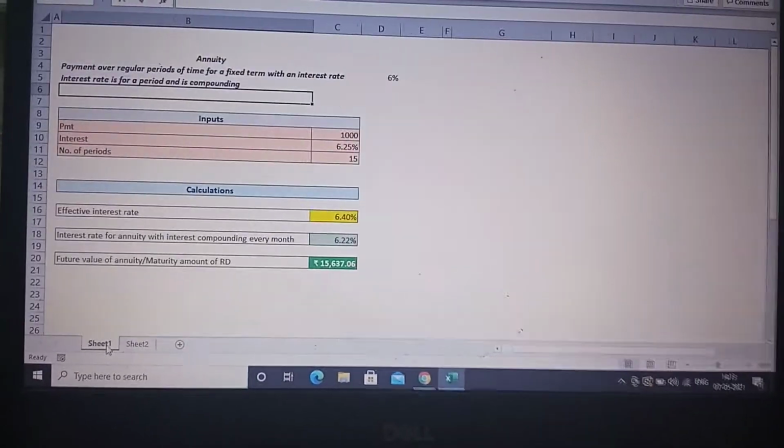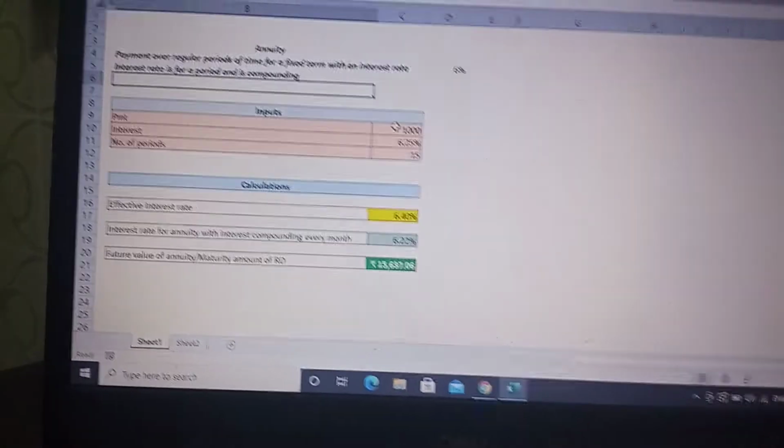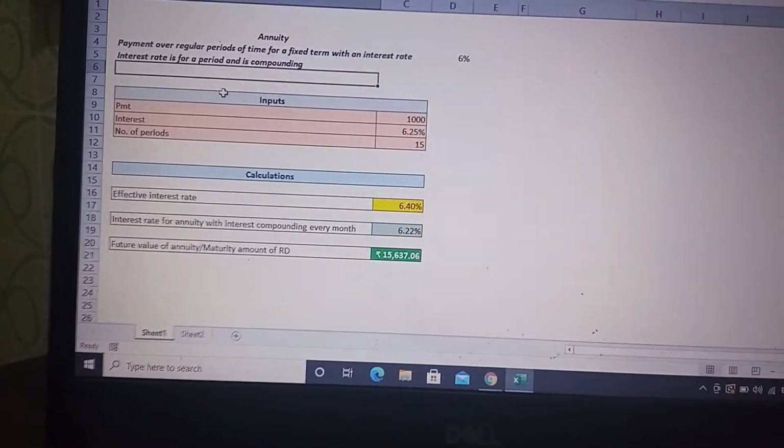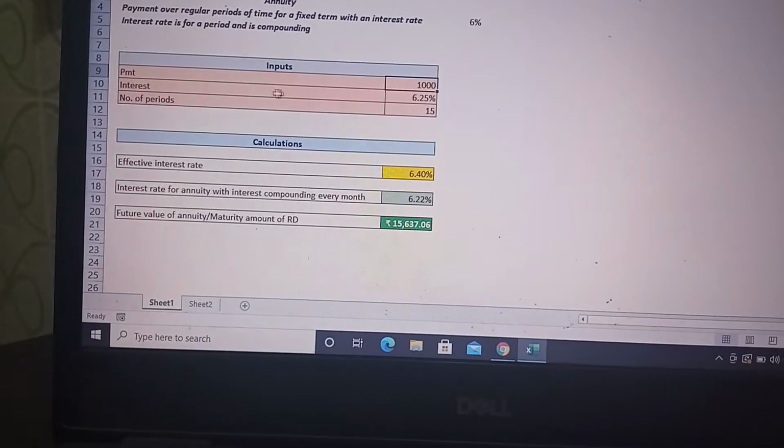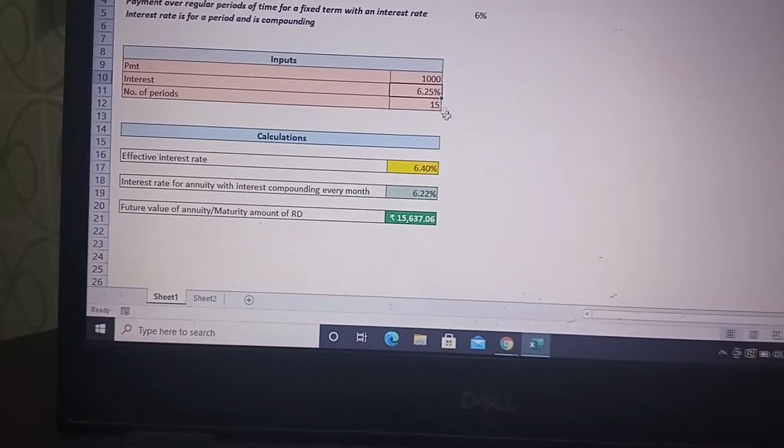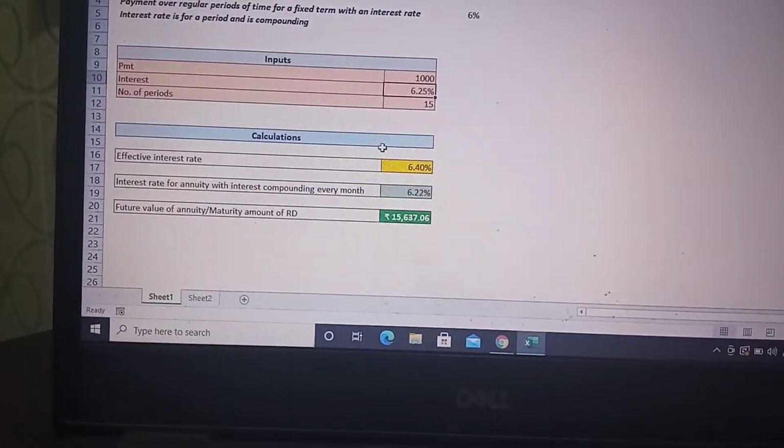So let's start our calculation. These are the inputs. This is the payment amount that I'm going to pay, 1000. The interest rate that I'm getting is 6.25%. Number of periods, 15. Okay, so I need to calculate.